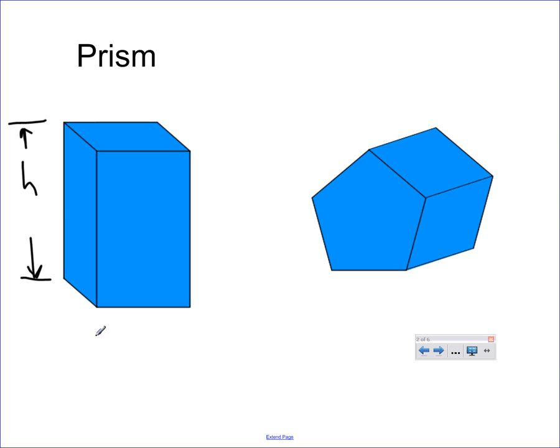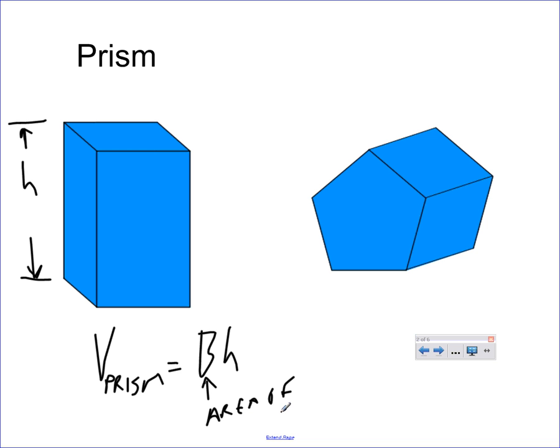And to find the volume of a prism, we take the area of the base and we multiply it by the height. So this capital B there, we're talking about the area of the base. Remember, the bases are the pieces that are parallel. So if we wanted to find the area of this region here and then multiply it by the height, we'd be good. If we were talking about this pentagon, we'd need to find the area of the pentagon and multiply it by the height. In this case, the height would be this way.